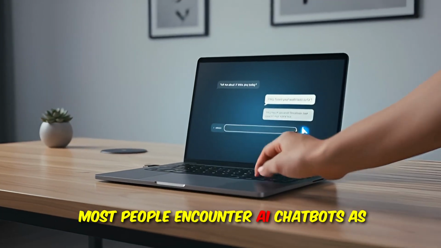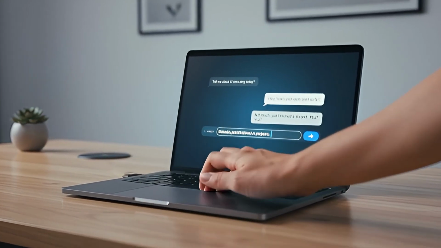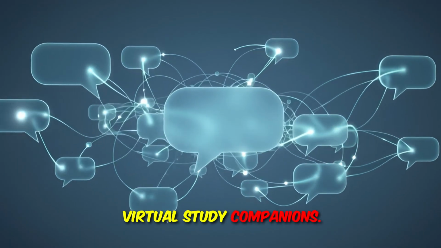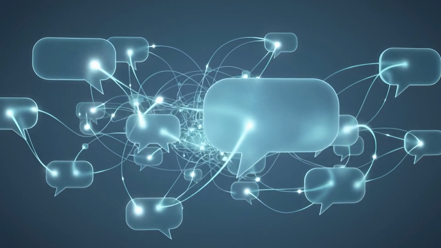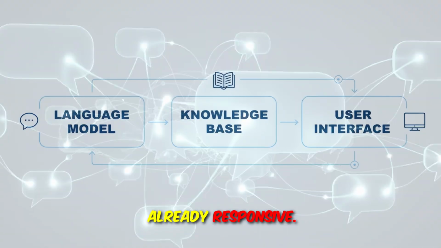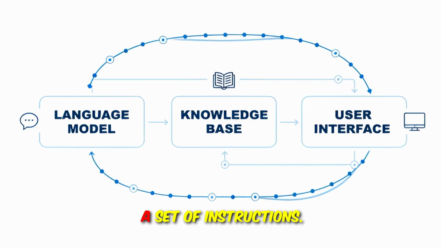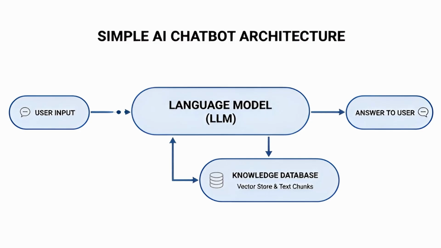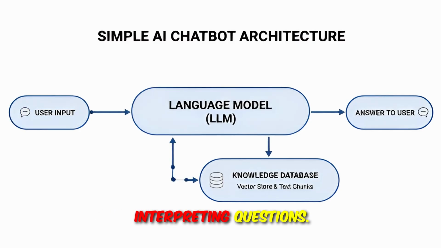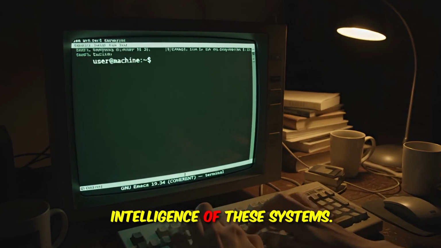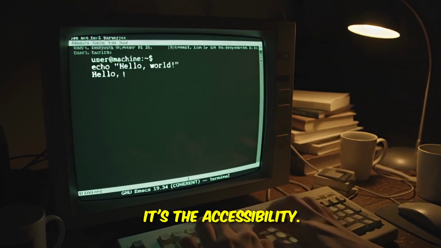Most people encounter AI chatbots as finished products: customer support assistants, website help widgets, virtual study companions. They appear already built, already knowledgeable, already responsive. But behind every chatbot is a relatively simple structure: a set of instructions, a knowledge source, and a language model capable of interpreting questions. What's changed in recent years is not just the intelligence of these systems, it's the accessibility.